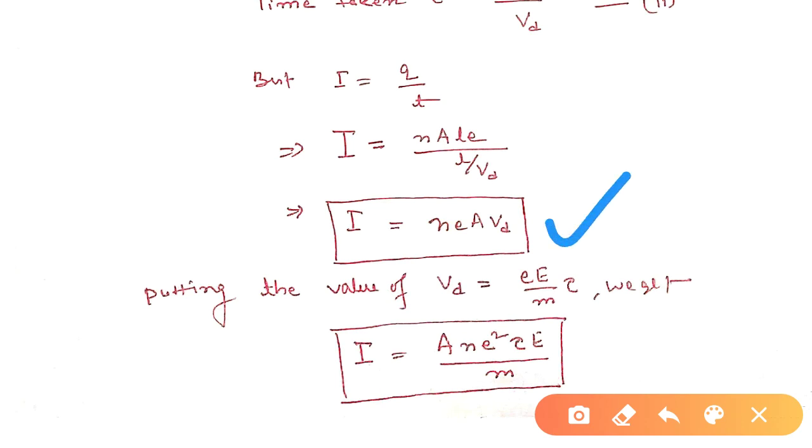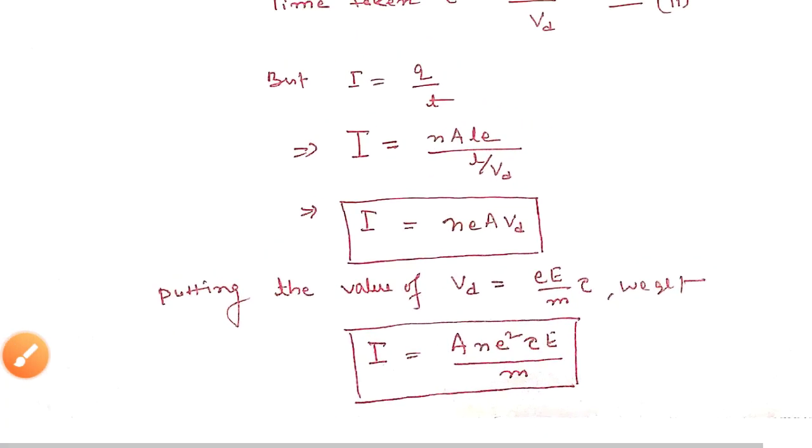And now just put in the value of the drift velocity, which we have already deduced. If you haven't seen this expression, I will ask you to see the previous video. After putting in the expression for the drift velocity, the expression for the current becomes I = A n e squared tau E divided by m. So this is our final expression. We had to prove it.